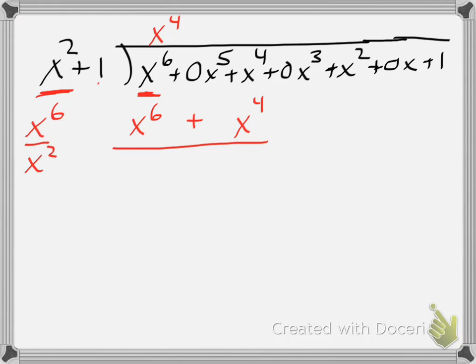So now I'll subtract. We always subtract with long division. X to the 6th minus x to the 6th, they'll cancel. 0x to the 5th minus nothing is still 0x to the 5th, but it's just going to be 0 now. Since there's no x to the 6th term, there's nothing in front of it. X to the 4th minus x to the 4th also cancels out. 0x to the 3rd, again, because there's nothing in front of it, there's no x to the 4th term anymore, it's just gone. Next comes down my x squared, and then my 0x plus 1.